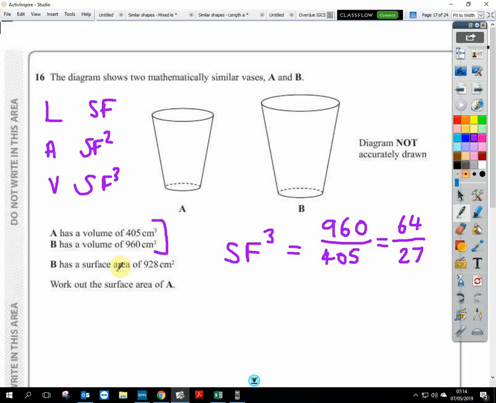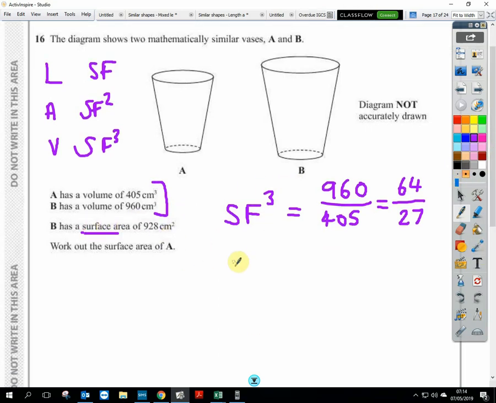I have a statement there. I'm asked to work out the surface area of A, so I need scale factor squared. Now it's hard to go from scale factor cubed to scale factor squared, but that is the one that I need. So instead what I'm going to do is cube root to get to scale factor, and then square it to get to scale factor squared.